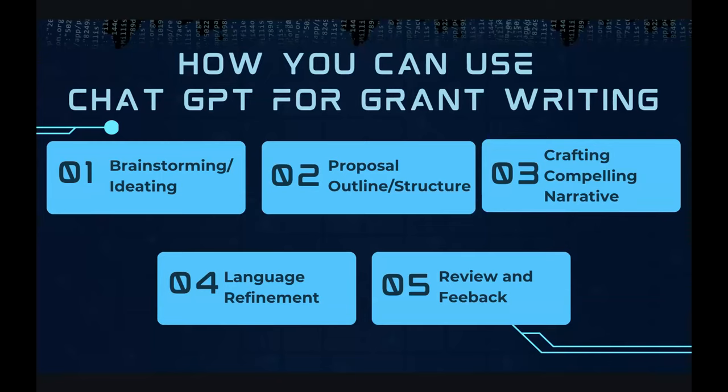And then it can also review and give you feedback. So after drafting your proposal, engage with ChatGPT to review and receive feedback. Discuss the strengths and weaknesses of your proposal and seek suggestions for improvement and identify any gaps or errors that require further clarification. ChatGPT can also provide an objective analysis and point out potential errors for improvement.